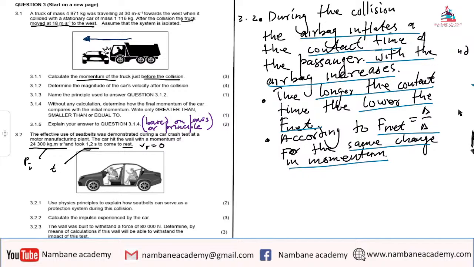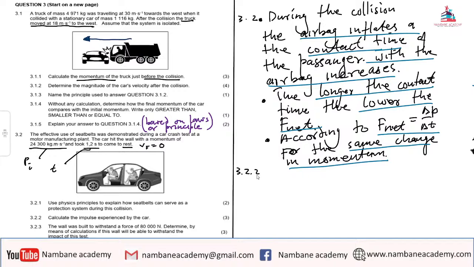Now, during the collision, the airbag inflates and the contact time of the passenger with the airbag increases. The longer the contact time, the lower the F net, according to the equation F net equals change in P over change in T, for the same change in momentum. Ladies and gentlemen, hence I said this is standard. This is the only best way of actually answering this question.